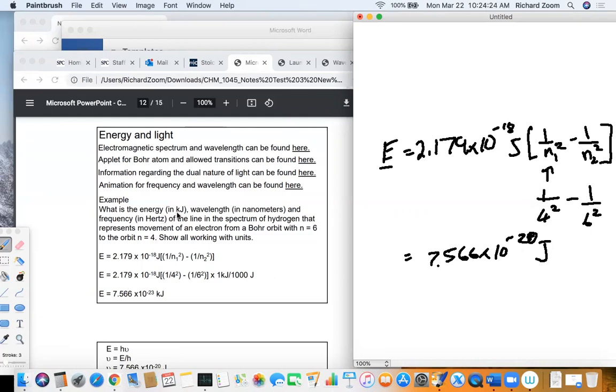But you can see that we're asked to give an answer in kilojoules. So there's one other step that I do here. So 1 times 1 kilojoule over 1,000 joules. And that gives us our final answer in kilojoules, 7.66 times 10 to the negative 23 kilojoules. Does anybody have any questions?